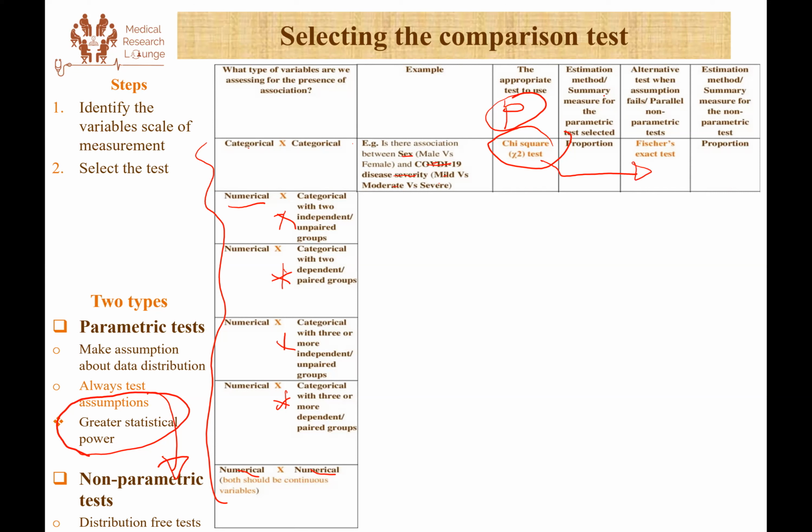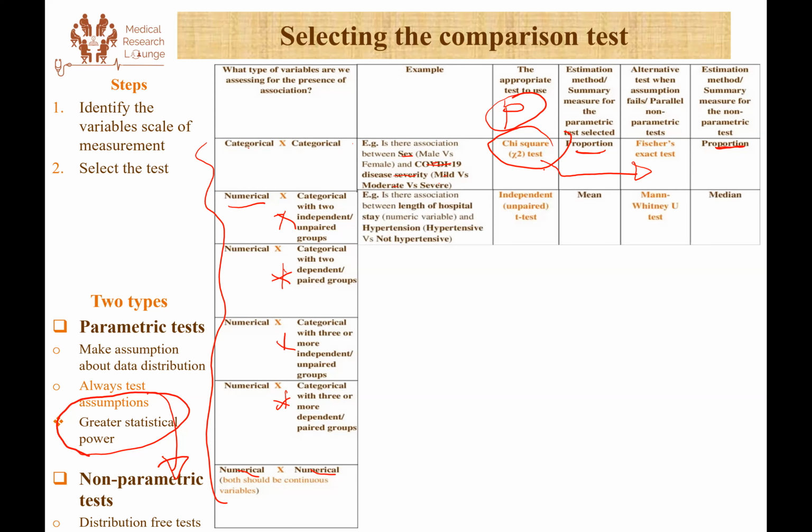Here I have put the statistical summary measures that each of these tests gives us, and it's a proportion because it's a categorical variable. If you see data analysis part 2, then you will know why proportions are here, and for the numerical, why means or medians are here. So you can go back and refer to that. This is how I pick. My first option is the chi-square test. If it fails, I use Fisher's exact test.